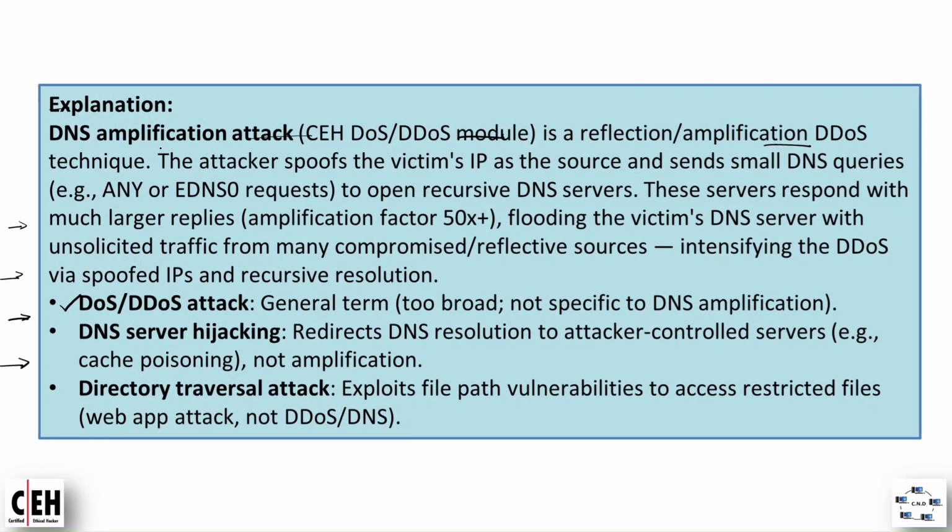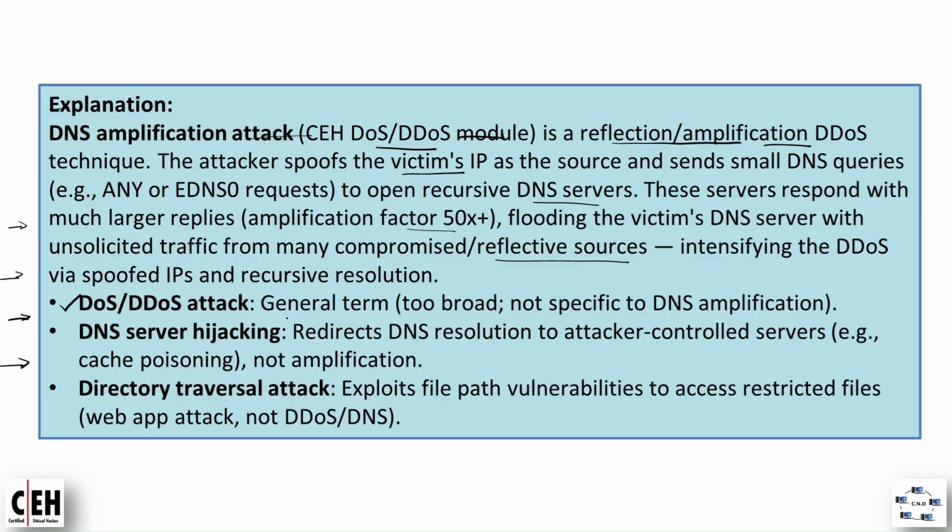And the explanation is, DNS amplification attack, covered in the CEH DoS/DDoS module, is a reflection amplification DDoS technique. The attacker spoofs the victim's IP as source and sends small DNS queries, for example, ANY or EDNS0 requests, to open recursive DNS servers. These servers respond with much larger replies, amplification factor 50x plus, flooding the victim's DNS server with unsolicited traffic from many compromised reflective sources, intensifying the DDoS via spoofed IPs and recursive resolution.